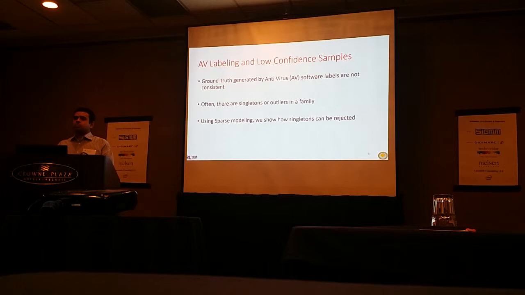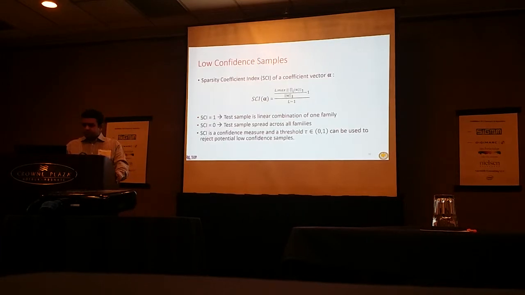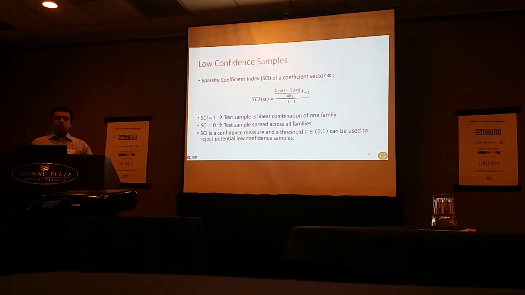We're going to see how this approach can help. In some cases there are singletons which the antivirus softwares do not agree with each other on, and this approach can actually find those singletons, and I'm going to show you how. We call those samples low confidence samples, and these are samples which the antivirus software may not agree on. This can be found using a sparsity coefficient index from the coefficient vector we obtained earlier.